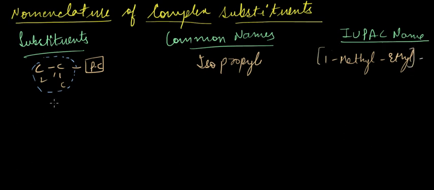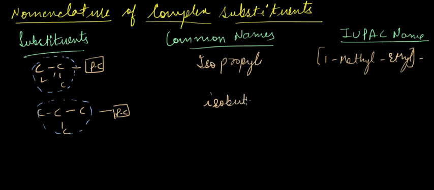Okay, if we have a chain like this which is connected to the principal carbon chain, then this is our substituent, so we will have its name as isobutyl, and the IUPAC name would be 2-methylpropyl group. It is attached to this principal carbon chain.